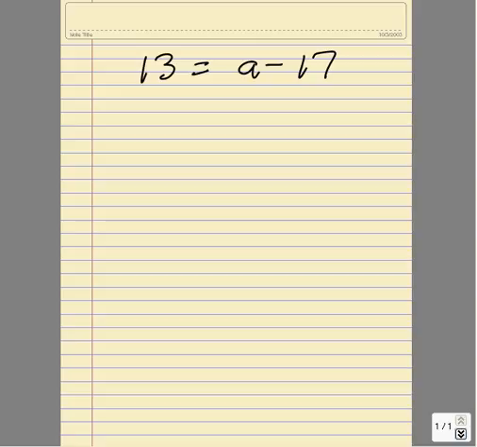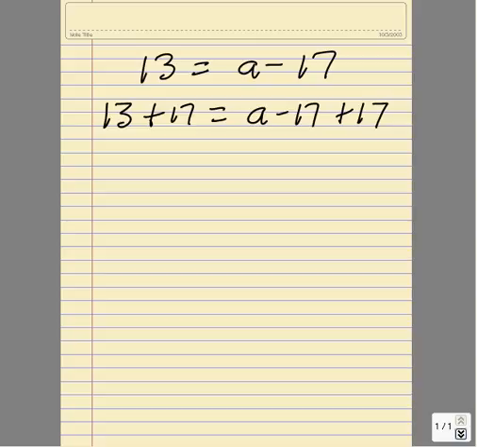Okay, let's go ahead and work this problem. 13 equals a minus 17. Since we're subtracting 17 from a, we need to do the inverse, which is adding 17. So we'll rewrite 13 equals, I need to add 17 to both sides, don't I? 13 plus 17 equals a minus 17 plus 17. So now I've added 17 to both sides, which is the inverse of subtracting 17.